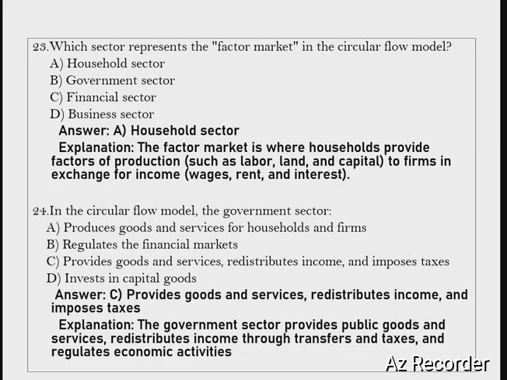Next question is, which factor represents the factor market in the circular flow model? Option A, household sector. Option B, government sector. Option C, financial sector. Option D, business sector. Correct answer is option A. Its explanation is the factor market is where households provide factors of production to firms in exchange for income.